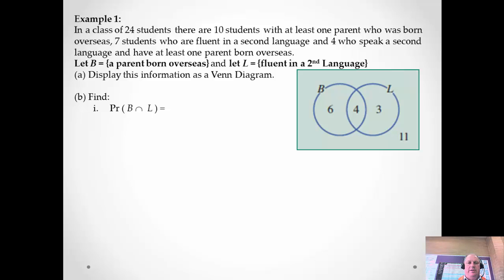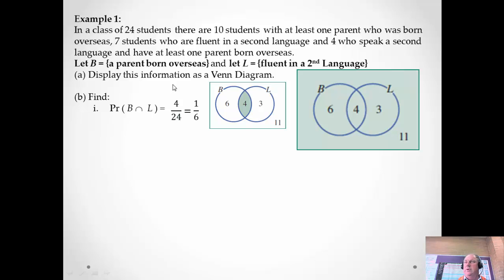Alright, we can use this now to answer some questions about probabilities. The first one here says, what's the probability that they have a parent born overseas and they speak a second language fluently? Well, this section here. There's the Venn diagram with just that area shaded. So there's 4 out of a total of 24 students, which we know can be simplified to 1/6.